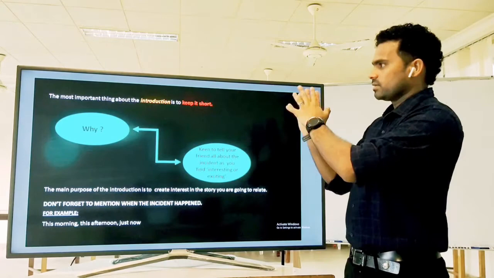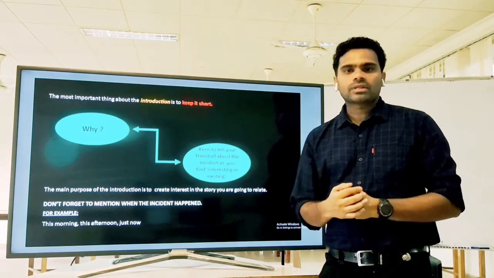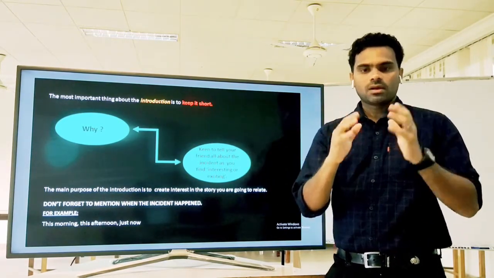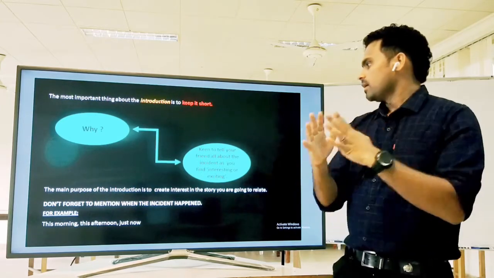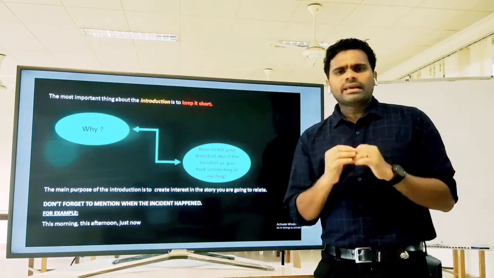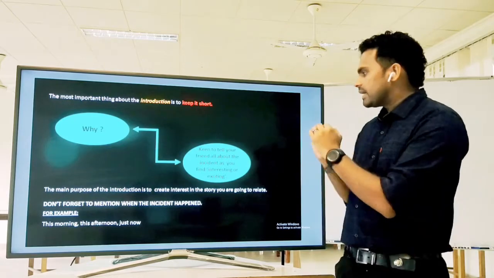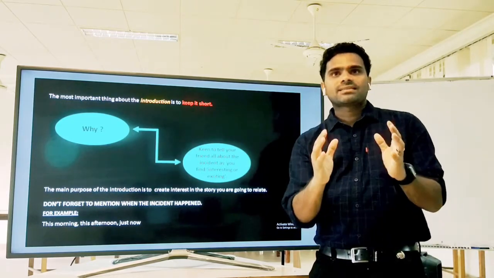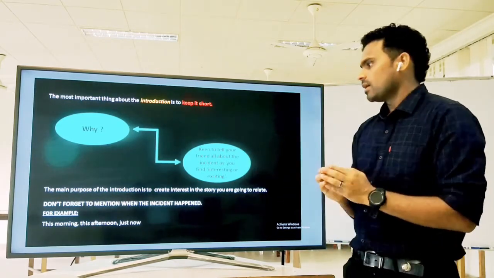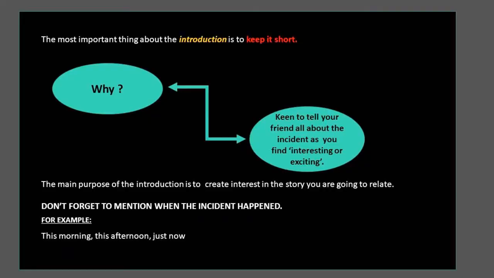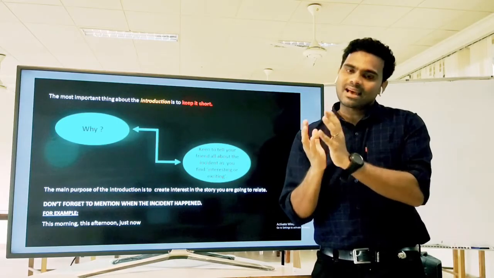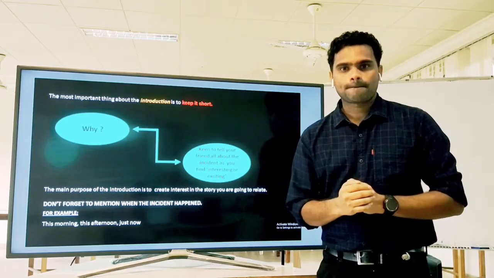First of all, the introduction. The most important thing about the introduction is to keep it short. Why do you have to keep it short? Because you are keen to tell your friend all about the incident that you find interesting or exciting. The main purpose of the introduction is to create interest in the story you are going to relate. Do not forget to mention when the incident happened. For example, this morning, this afternoon, just now.